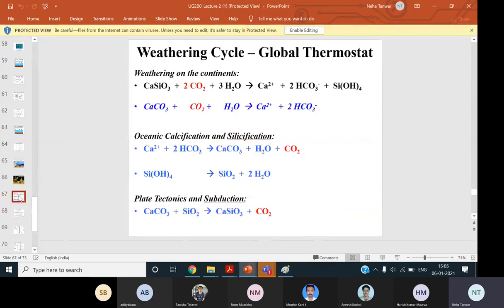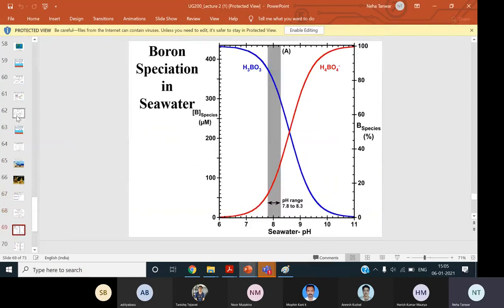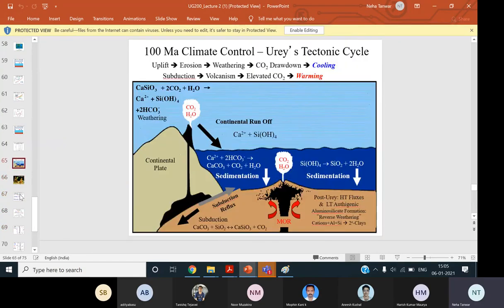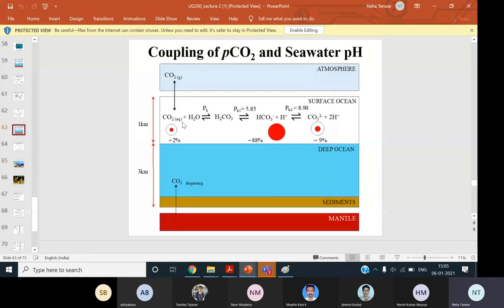Now, CO2 is actually a very reactive system in liquid. As soon as CO2 dissolves in H2O, in water, it forms carbonic acid. Now, this carbonic acid is not very stable.